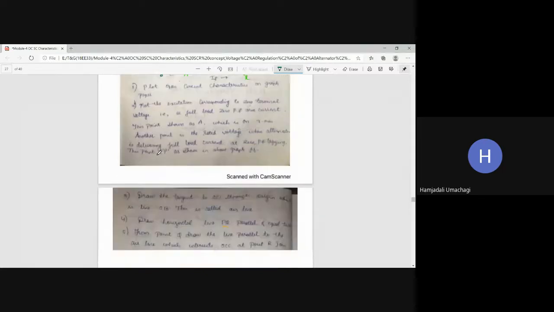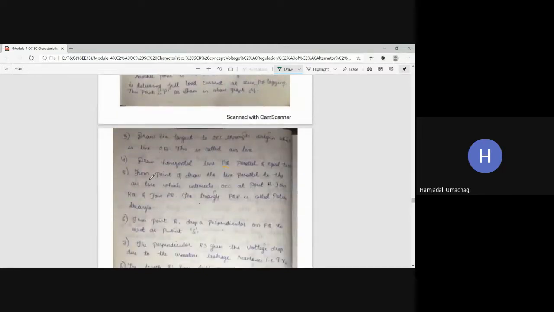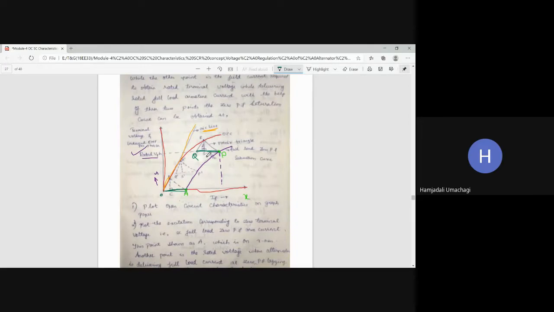Then let us see the next point. From point Q, meaning the other point of line PQ, from this point, okay?